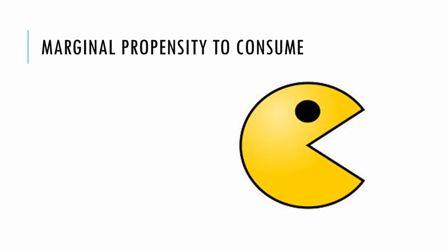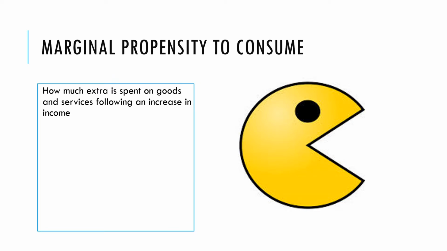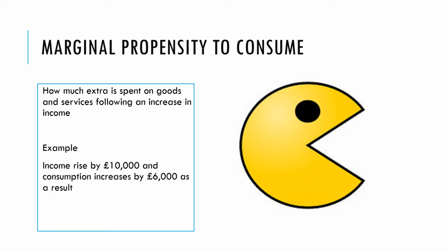So let's first of all talk about the marginal propensity to consume. This is how much extra is spent on goods and services following an increase in income. So for example, if incomes rose by £10,000 for households, and of that £10,000 they spent £6,000, their marginal propensity to consume would be 6,000 divided by 10,000, 0.6 or 60%. So in this example here, households spend 60% of any extra income that they earn.